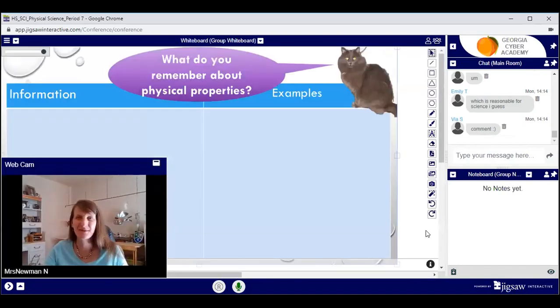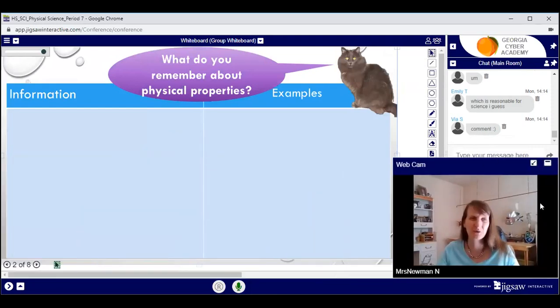Still working on the whiteboard. Okay, so tell me what you remember about physical properties, physical changes. And you can minimize me or move me around if I'm in your way. I would love to see something from everybody on the board.